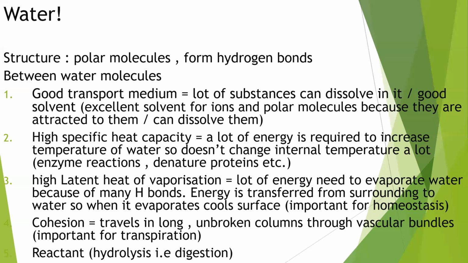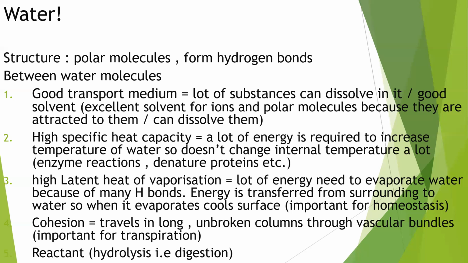So, high latent heat of vaporization. We have talked about this previously in homeostasis. I think the majority of us have learned this in our previous syllabus. A lot of energy needs to be transferred to the water molecules because there are a lot of hydrogen bonds between them. So energy is transferred from the surroundings to the water. When there's energy loss from the surroundings, the surroundings will cool. This is why when sweat evaporates from our skin, it helps to reduce the temperature on the surface of our skin.